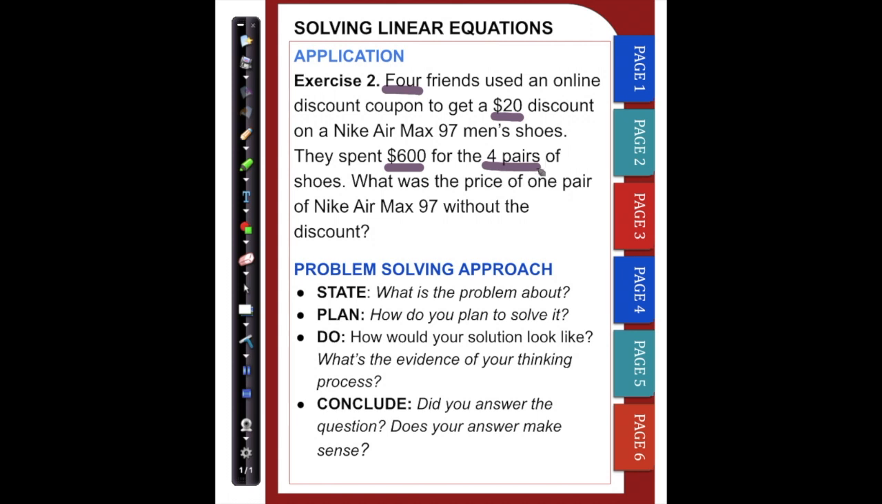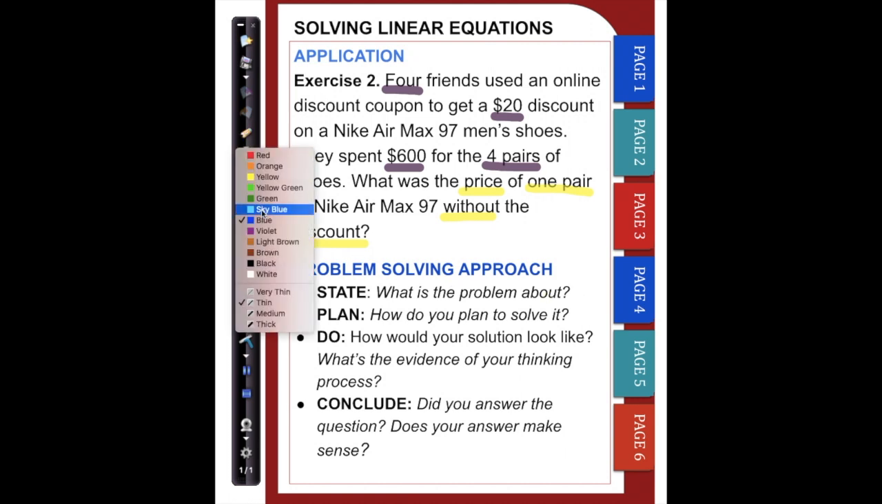We are going to solve this problem using a 4-step problem-solving approach. The first step is to state what the problem is about. What are we trying to solve? What is given in the problem?